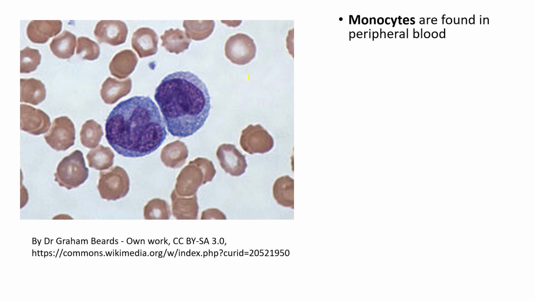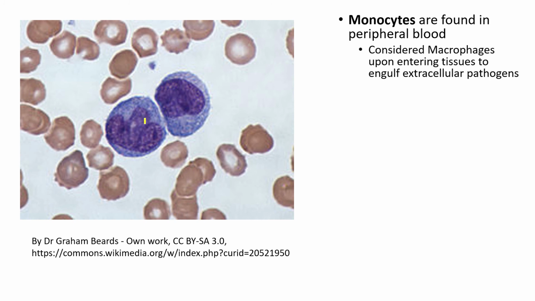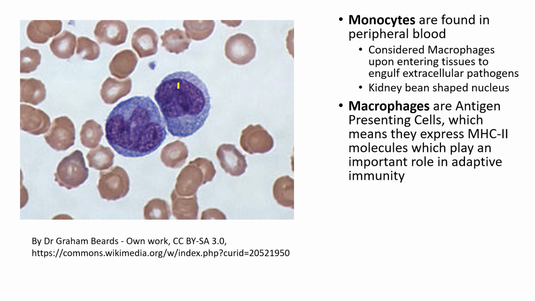So sort of shifting gears, this is actually a very confusing term. So monocytes are going to be found in the peripheral blood. And here we can appreciate a picture of monocytes, 2 different monocytes. And whenever monocytes enter tissues, they're going to be called macrophages. And these cells have an important role in engulfing extracellular pathogens. We can appreciate the kidney bean-shaped nucleus.